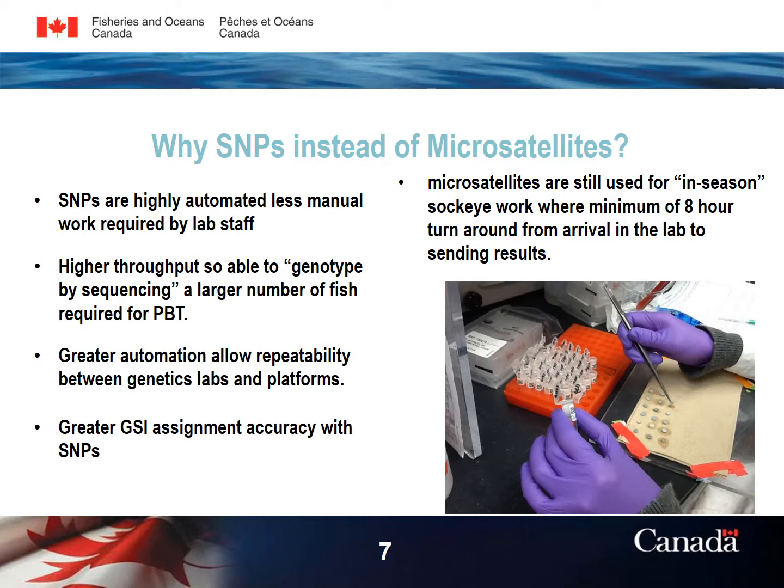As mentioned before, technological changes have meant SNP markers are being used more than microsatellites, and here are some of the reasons for this. SNPs are highly automated, requiring less manual work for lab staff. They are well suited to high throughput, so we're able to genotype by sequencing large numbers of fish required for PBT. Greater automation allows repeatability between genetics labs and platforms. And greater GSI accuracy with SNPs allows us to assign individuals to finer genetic groupings.